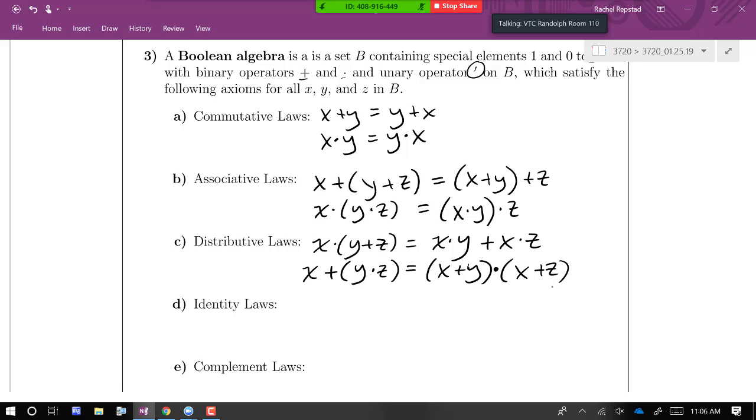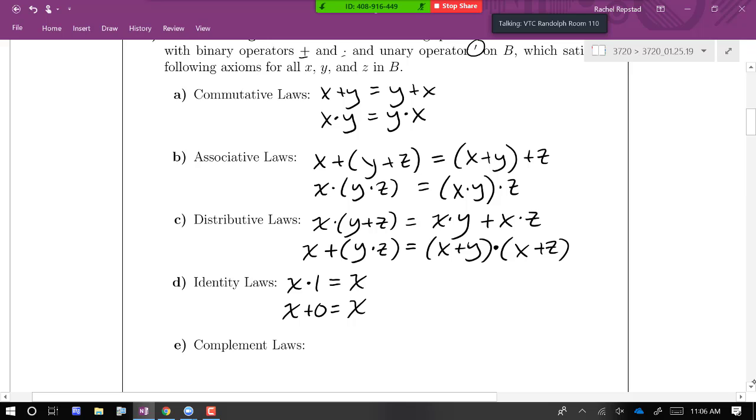We have some identity laws. So 1 is the identity for multiplication. So that means that if I take anything and I multiply it by 1, I just get itself. That feels normal. And 0 is the identity for plus, so if I take anything and I add 0, I get the same element. Again, that feels normal.